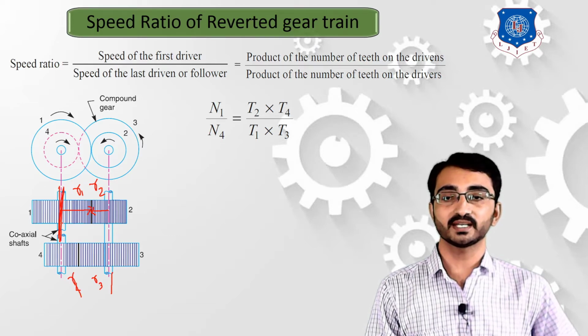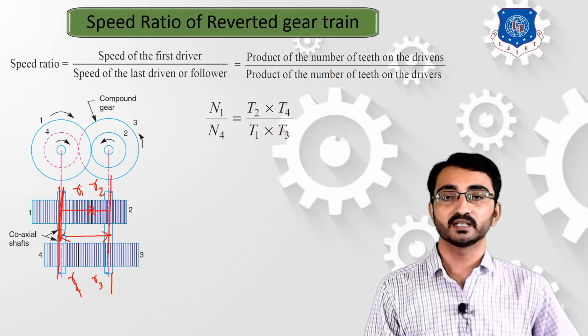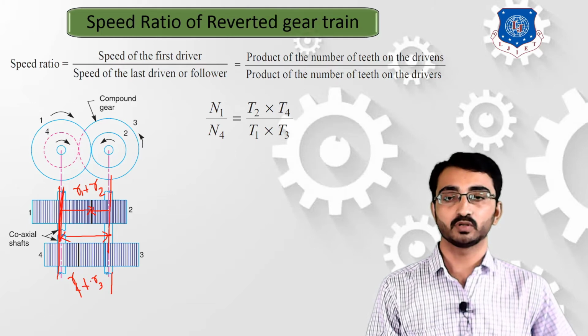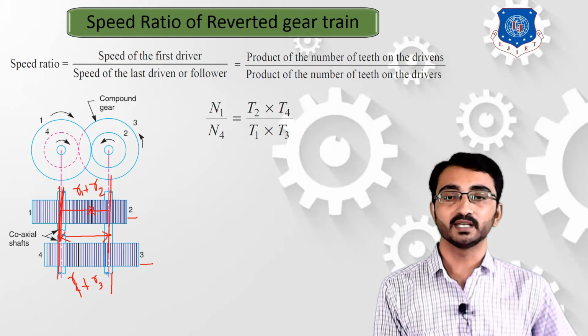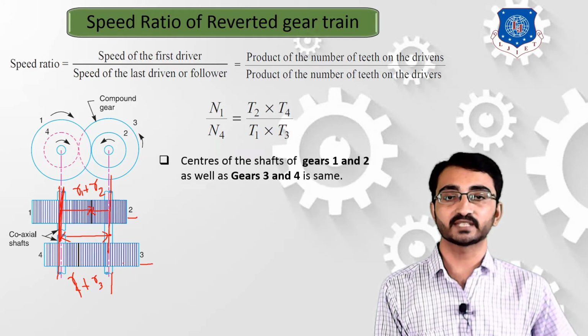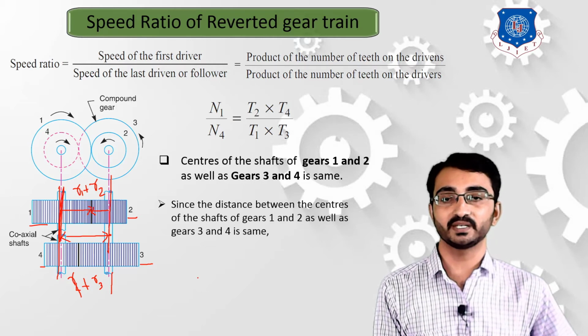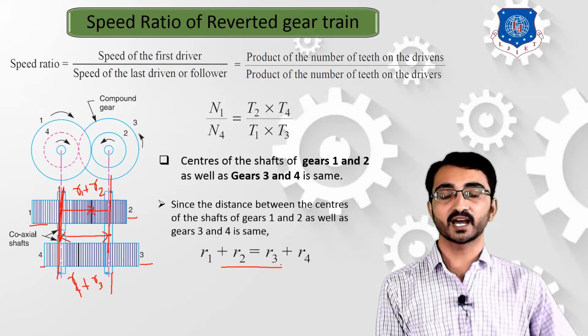Then over here we can simply identify that the center distance between two shafts will always remain constant. So over here we can say that R1 plus R2 is equal to R3 plus R4. This fundamental is achieved because gear number 2 and 3 are mounted on the same line of centers, and similarly gear 1 and gear 4 are mounted on the same line of centers. So we can simply write down that R1 plus R2 is equal to R3 plus R4.